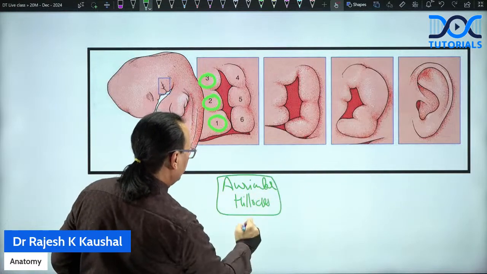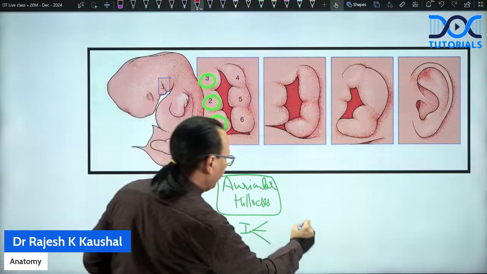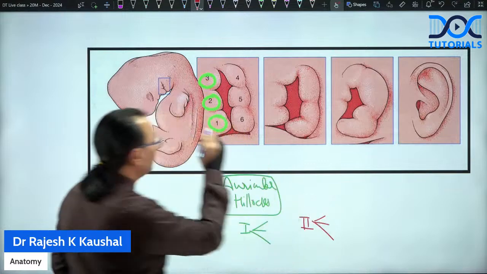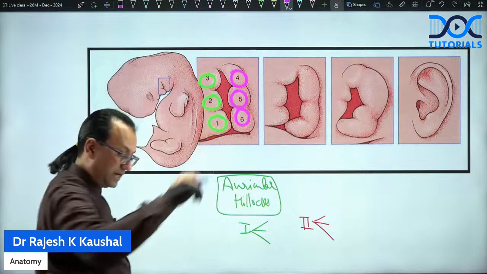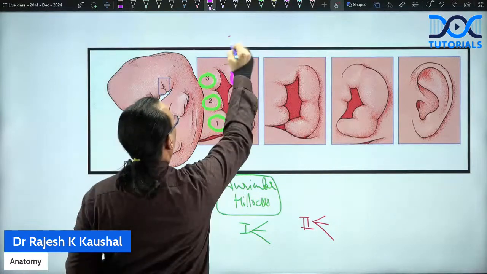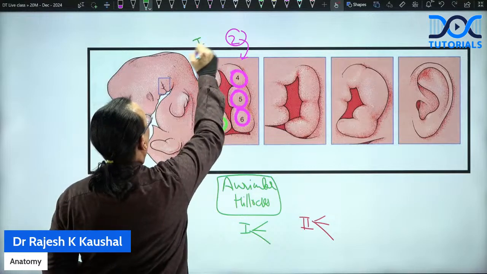From the first arch, you have 1, 2, 3, and then from the second arch, you will have 4, 5, 6. So this is from the second arch now. So arch number 1 and arch number 2. That will be your answer.